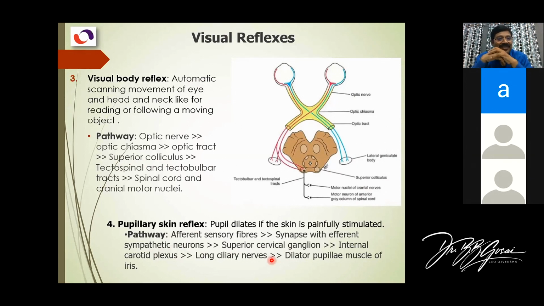The accommodation reflex and light reflex are mediated by the parasympathetic pathway, and the visual body reflex is mediated by the superior colliculus, the tectospinal reflex. Clear? So it is the tectum of the midbrain. So there are different reflexes, and their controlling centers are different.